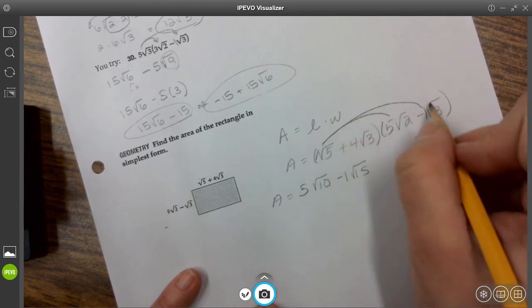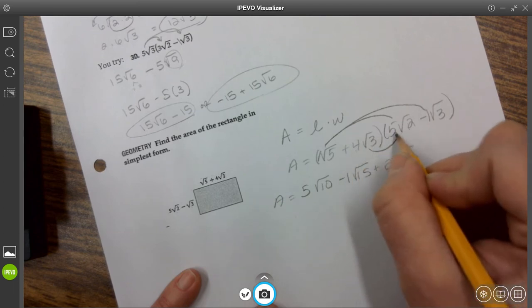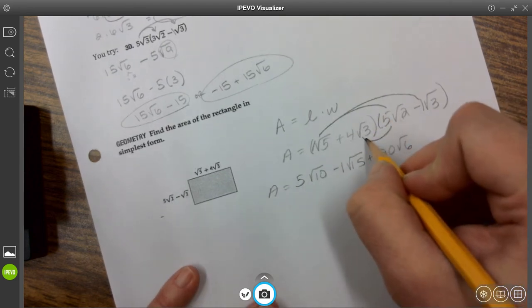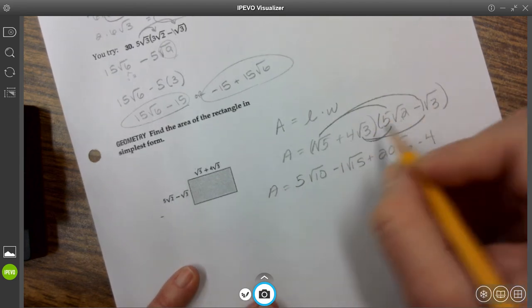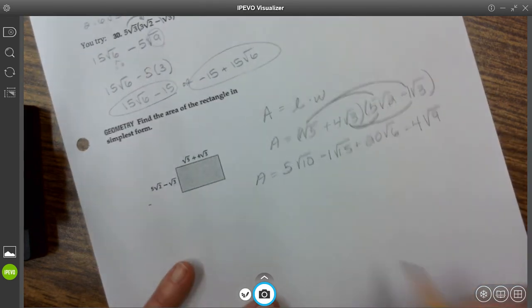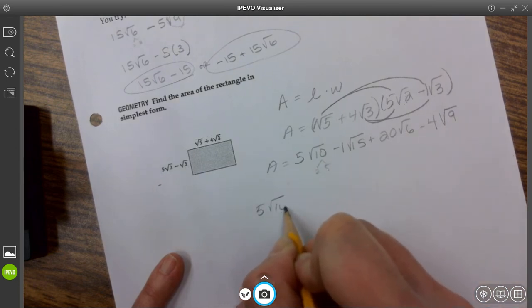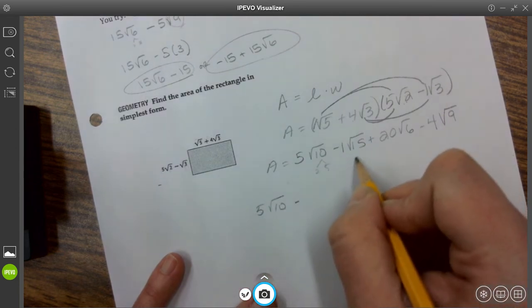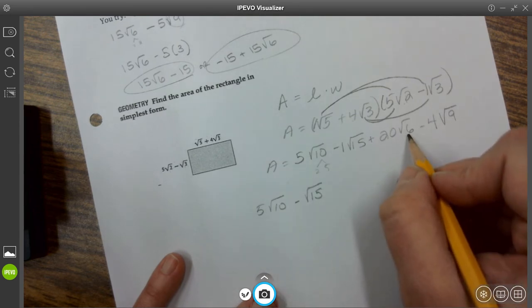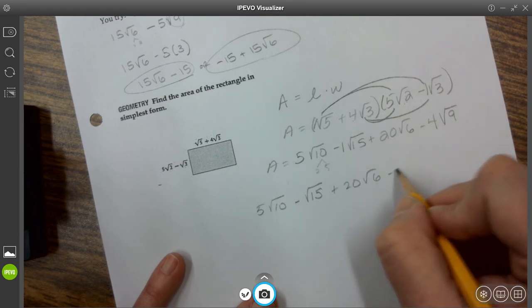So first, outer, inner: 20 root 6. 4 times 5 is 20. 3 times 2 is 6. And last, 4 times negative 1 is negative 4. 3 times 3 is square root of 9. So let's go through. 10 just breaks up to 2 and 5, so there's nothing we can do about that. 15, we said, is 3 and 5, so that doesn't break down anymore. 6 is 2 and 3, that doesn't break down anymore. 9 breaks down to a 3.